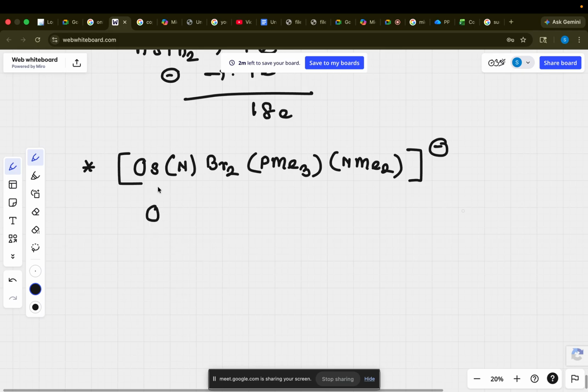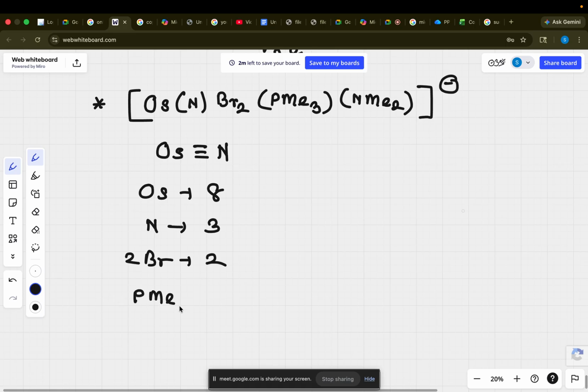So this thing I am doing. If you have this kind of compound, arsenic and osmium, and they are writing nitrogen, so basically they have a triple bond. Osmium is donating 8 electrons. Nitrogen, this is a neutral ligand, so nitrogen is donating 3 electrons through this covalent bond. 2 bromine will donate 2 electrons.